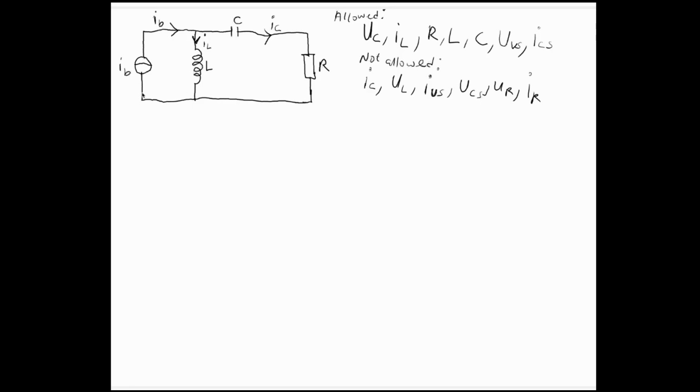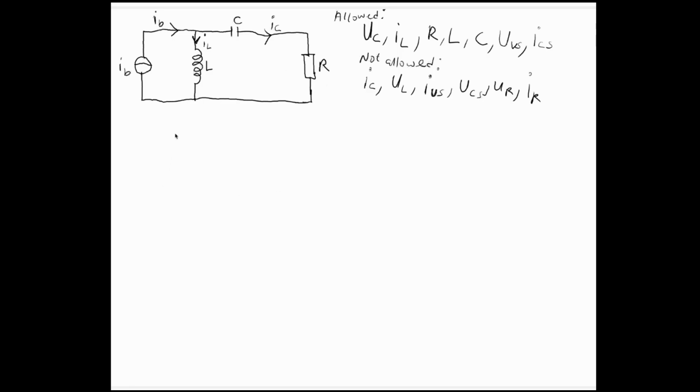But also, if we look carefully, we can see that this is allowed because it's IB. That is the current of a current source, so it's allowed. It's going to be in our final equations, or it might likely be. It qualifies for being in our final equation. We also see IL. IL can also be. Then inductance, capacitance, and resistance can also be.